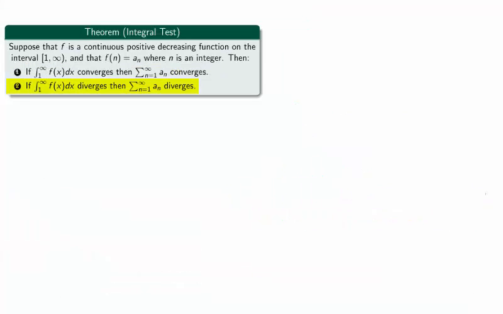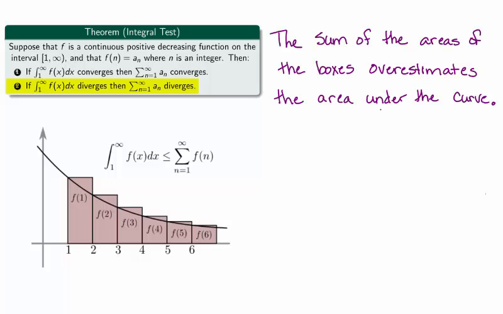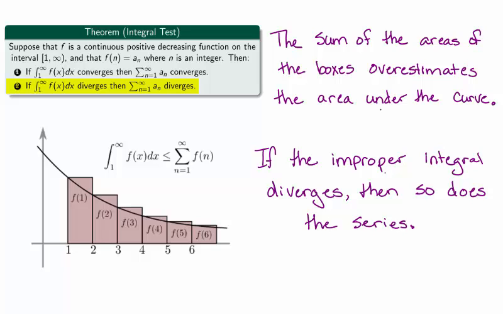For the second statement, we perform a similar procedure. If the integral from 1 to infinity of f of x diverges, then the sum n equals 1 to infinity of a sub n diverges. Instead, we now overestimate the area underneath the curve and perform a left endpoint approximation as in the figure. Thus, the sum of the areas of the boxes, which is represented by our series, overestimates the area underneath the curve, which is represented by the improper integral. Hence, if the improper integral diverges, then so does the series.